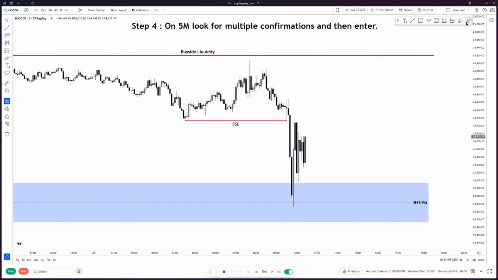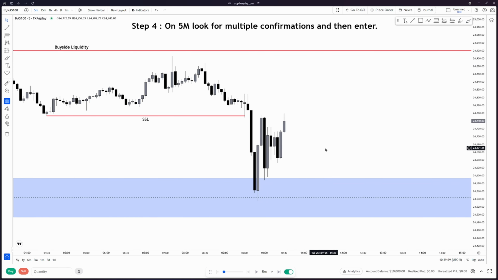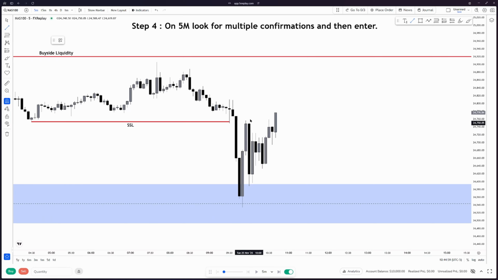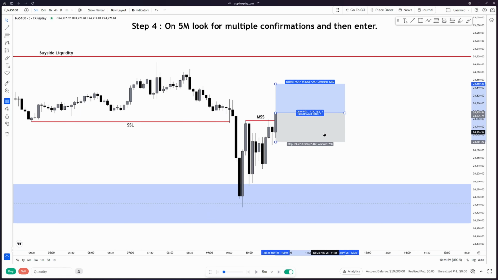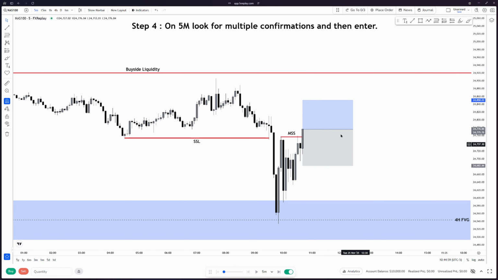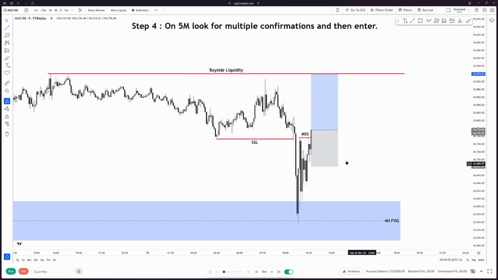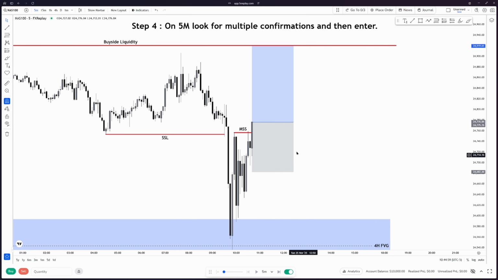So our last step is to drop to the 5-minute time frame and wait for multiple confirmations before entering. No rushing, just wait. Now I can see a market structure shift to the upside, but look closely. This is where most traders blow their RR. They see the shift and instantly enter, trying to target the higher time frame highs. If you enter right here, the risk to reward becomes trash.